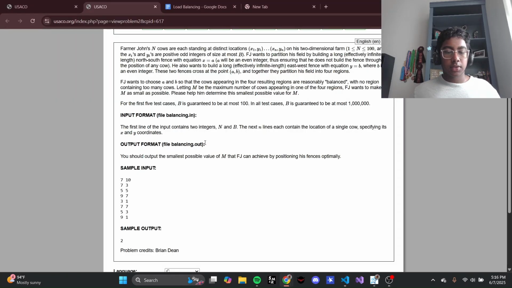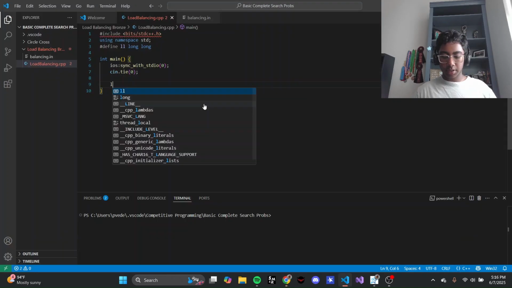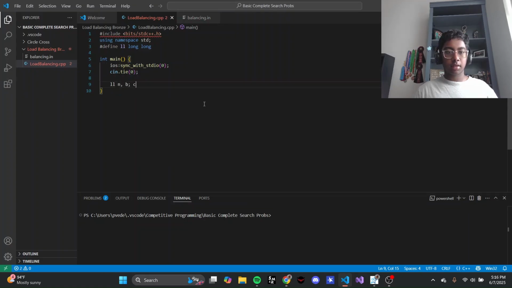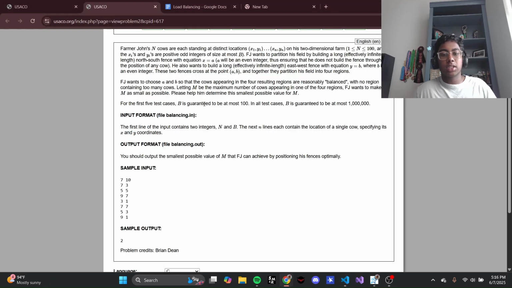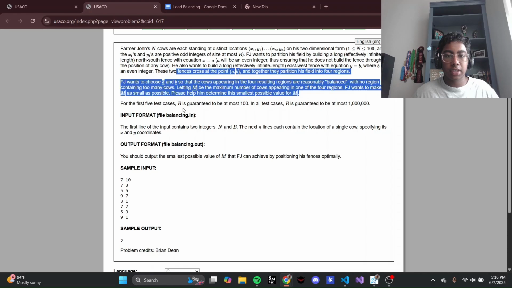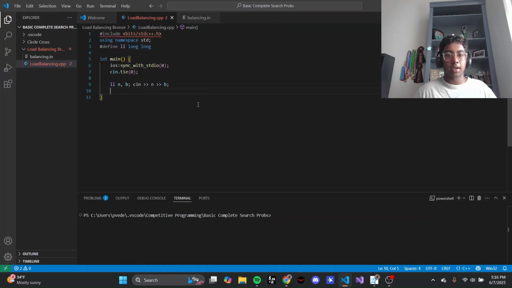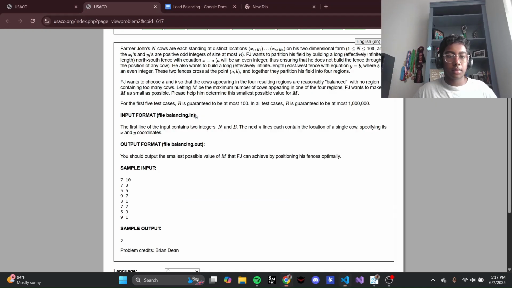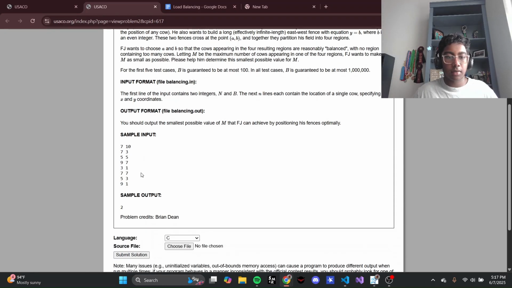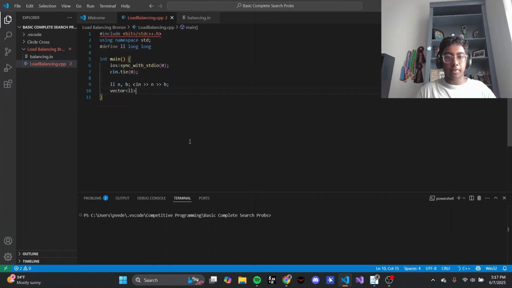Okay. So we have N and B as the first inputs. Now, you don't really need B, just ignore B. It only matters if you're going to differentiate between B at most 100 and B at most a million. But if you're getting the full solve, then it doesn't really matter. Then you want your vector of x and y's, basically, for the cows.